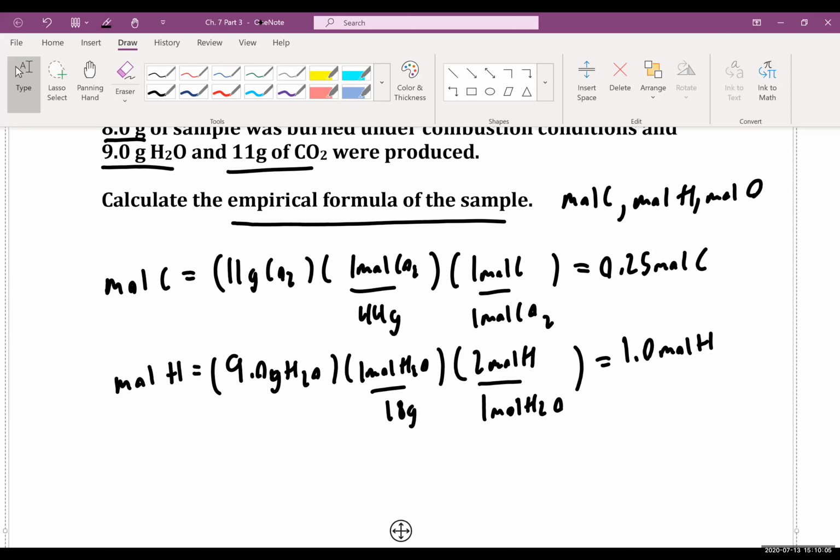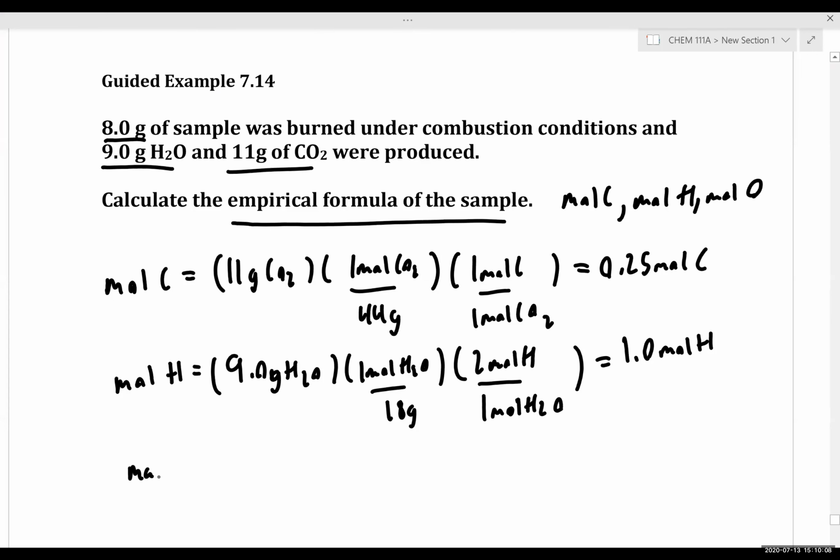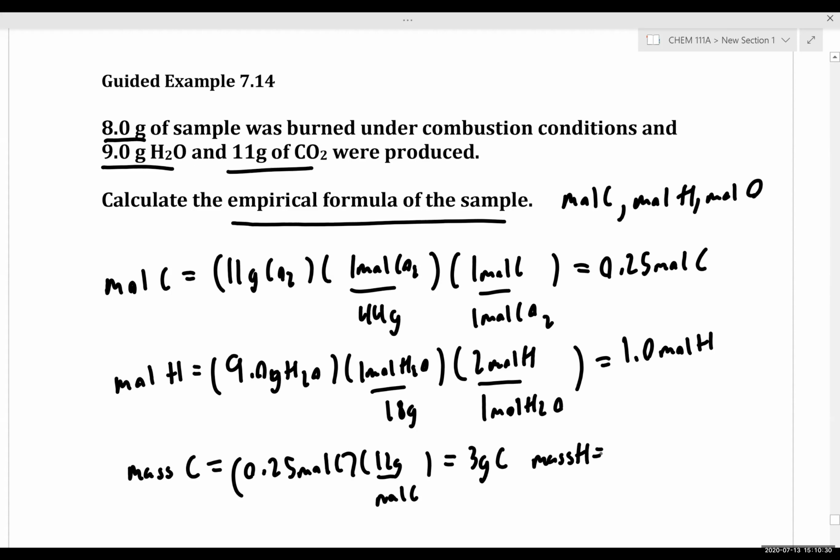What we're going to do next is calculate the mass of carbon by taking our moles times our molar mass. That in turn gives us 3 grams of carbon. And for our mass of hydrogen, I always like calculating this because it's so easy. We have 1.0 moles of hydrogen times 1 gram per mole of hydrogen. That gives us a mass of hydrogen of 1 gram.